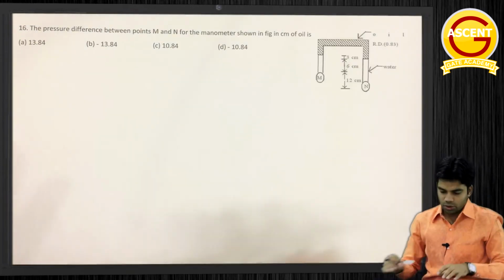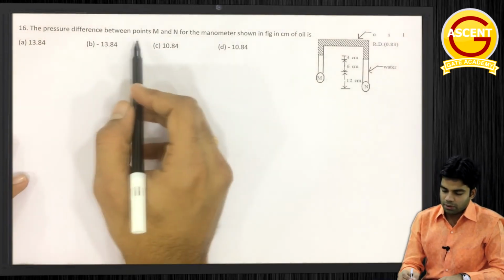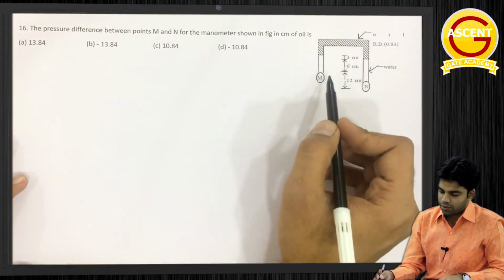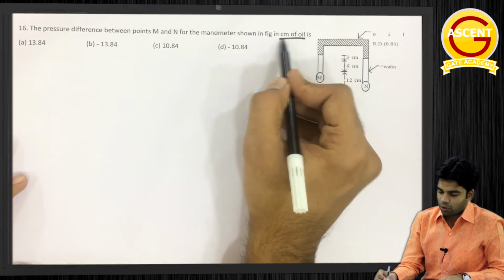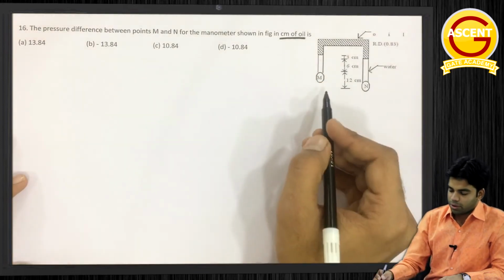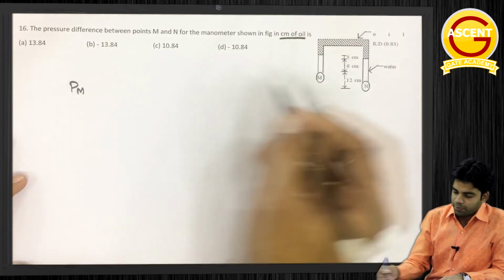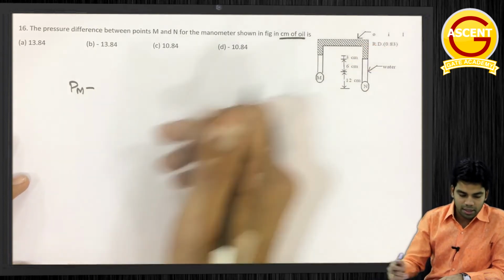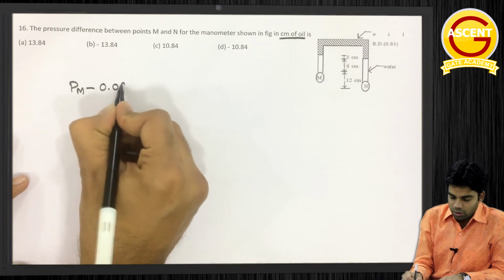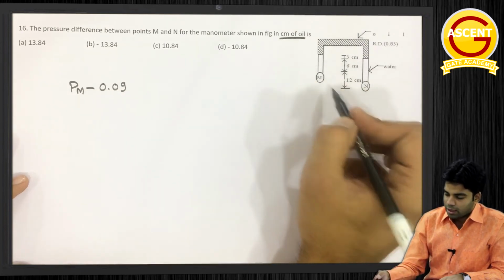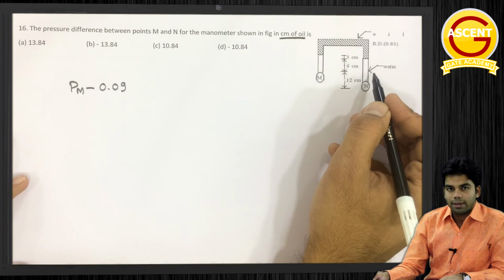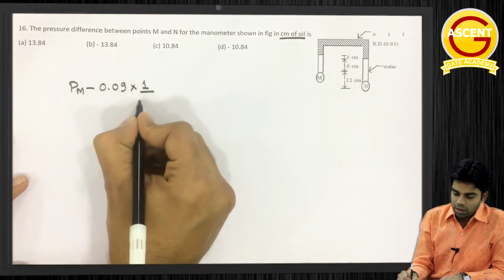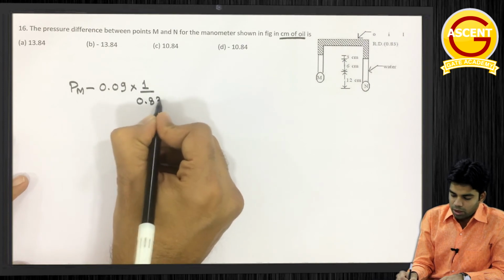Getting this? Next question. The pressure difference between points M and N for the manometer shown is, in terms of centimeter of oil, what we have to determine. Very simple to determine. So here we have PM minus this much height, 9 centimeter, which means 0.09 meter. But this is in terms of water, so we have to convert it in terms of oil, into specific gravity of water, which is 1, divided by specific gravity of oil, which is 0.83.